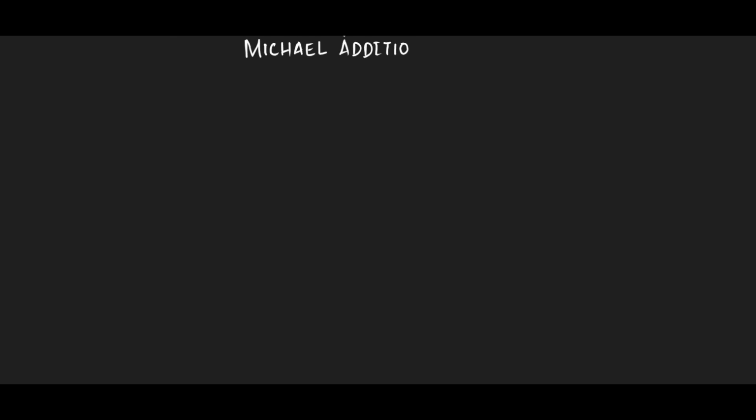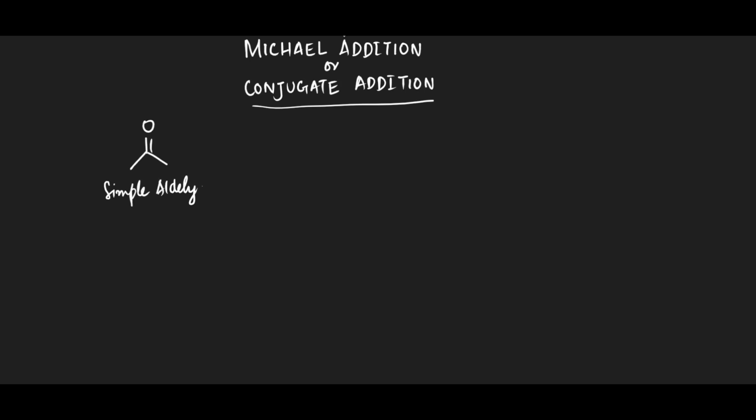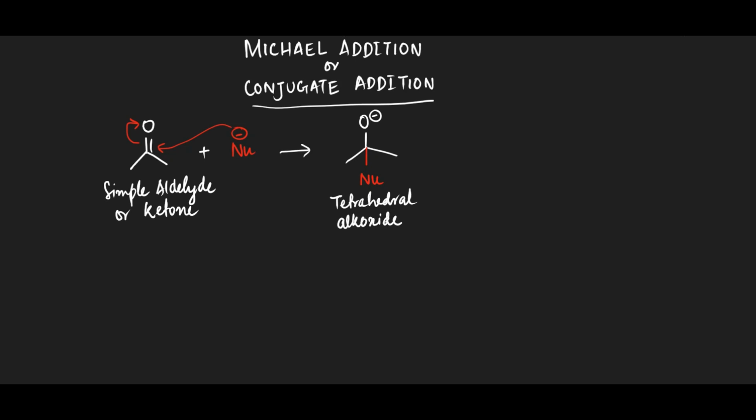In this lecture we will discuss Michael addition, also known as conjugate addition. Take a simple aldehyde or ketone. When we add a nucleophile on electrophilic carbonyl carbon, the weak pi bond breaks towards more electronegative oxygen. This forms a tetrahedral alkoxide intermediate with negatively charged oxygen.